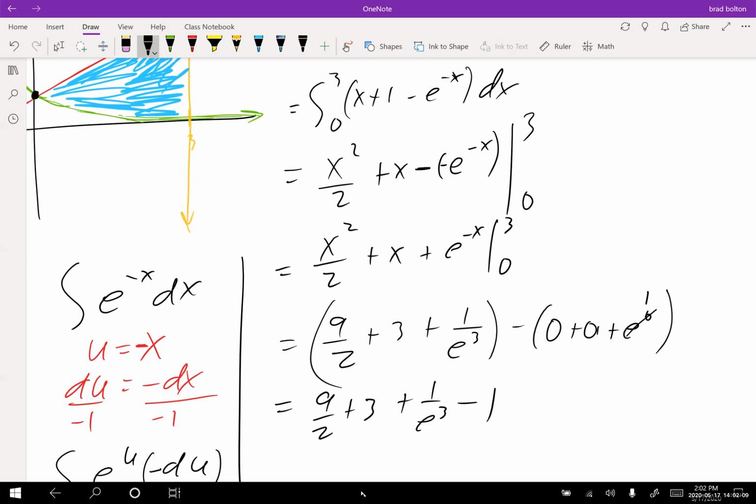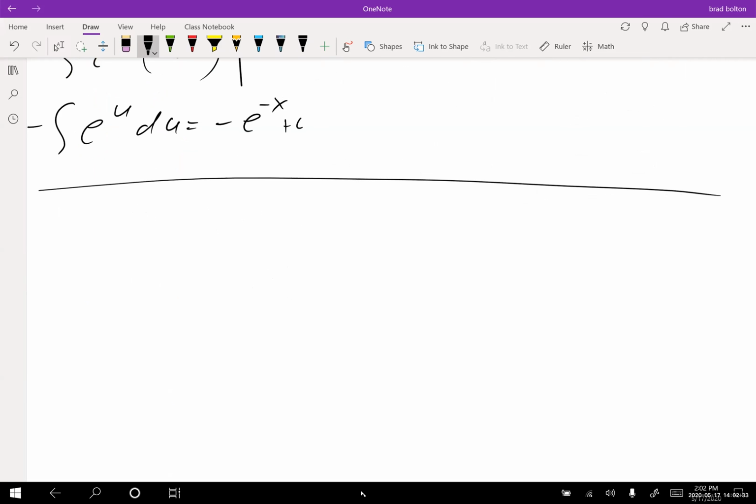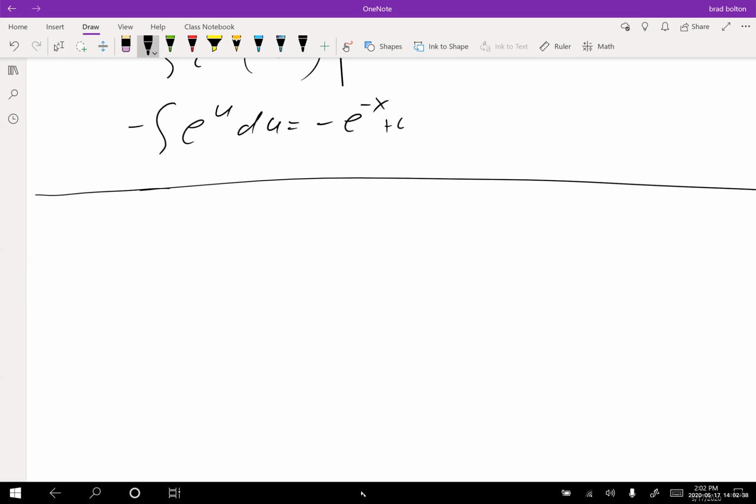We're going to have 9 divided by 2 plus 3 minus 1. So I get 13 halves plus 1 over e cubed. And that would be my area between these three curves, okay? So not so bad, but I just wanted to do one with a u sub on an e. I don't remember if I spent time on that, I think I did a natural log. I may have skipped an e, but that's how the e's work, all right?